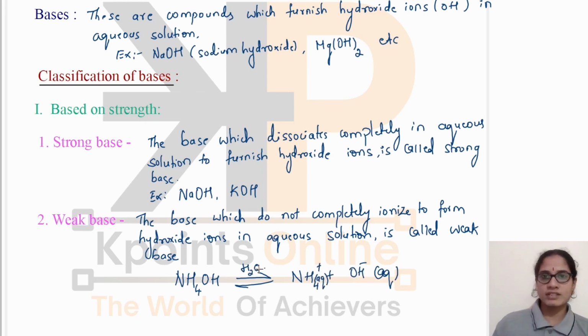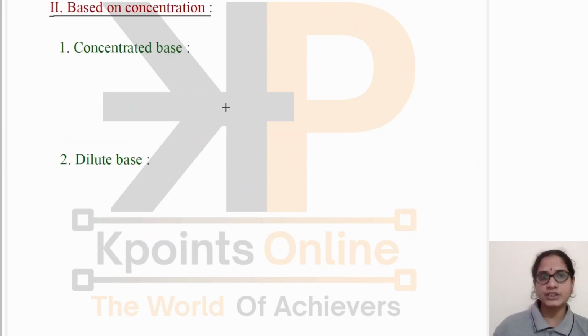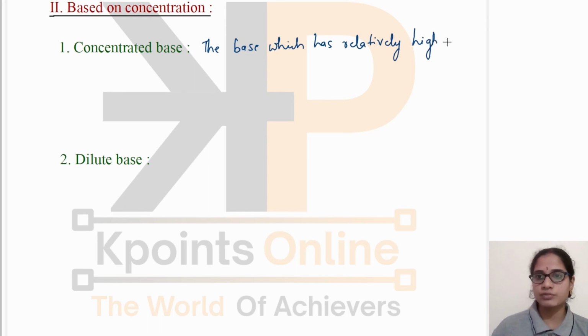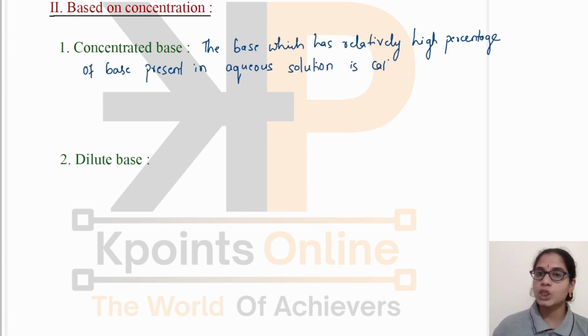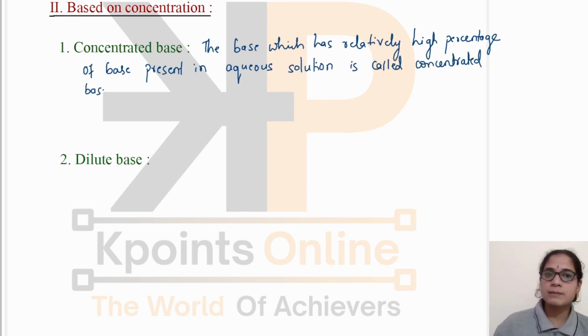Okay, this is about strong base and weak base. Then let us study one more classification of base, which is based on concentration. We call a concentrated base a base which has a relatively high percentage of base present in aqueous solution. Suppose the base consists of a larger amount of base than water, then we call it a concentrated base.